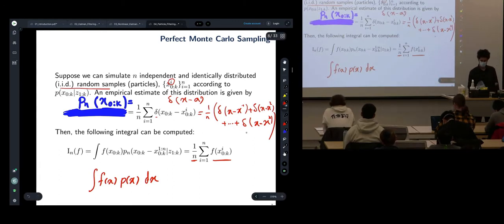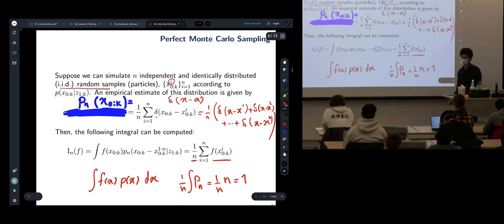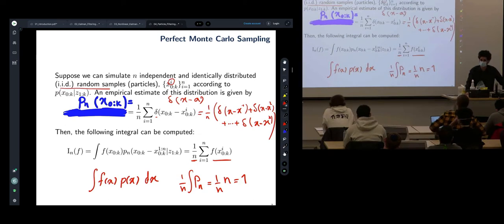If you integrate this empirical distribution, if you integrate p of n, this will give you n, because if you integrate delta, it will give you 1. I don't want that because the density should add up to 1. One of the axioms of probability is that when you integrate, it should add up to 1. So I add a normalizing constant here to make sure it adds up to 1. This is called an empirical estimate of this distribution.